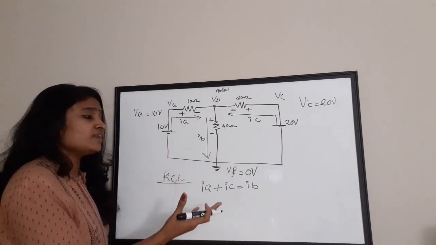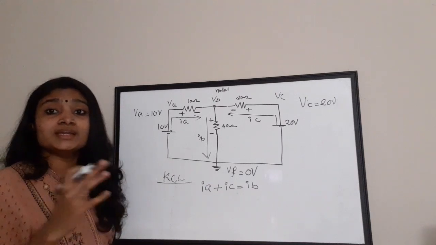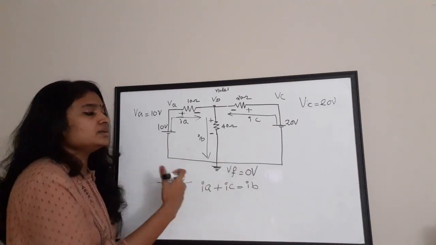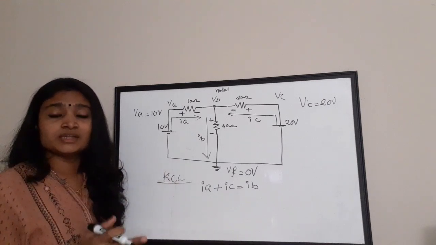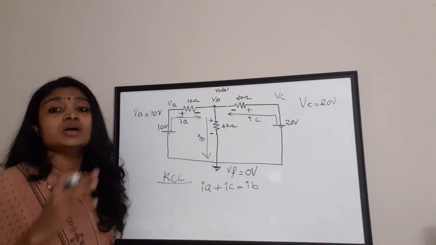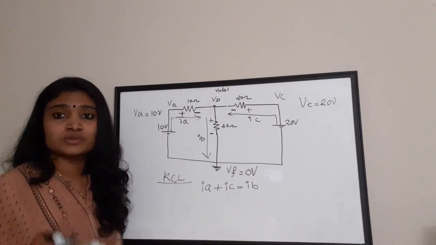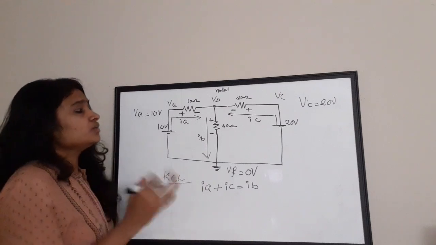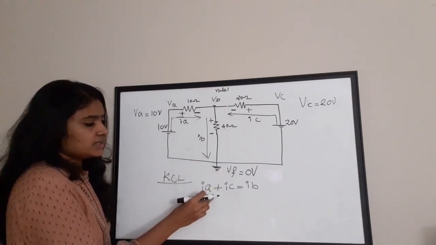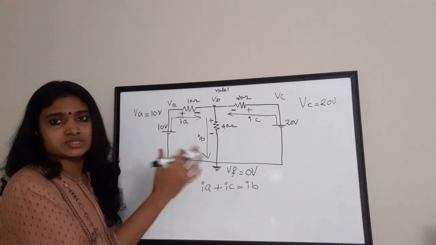Now we don't know the values of IA, IC and IB, but we can write these current terms in terms of voltage by resistance according to Ohm's law. And also I have done a detailed video on Kirchhoff's current law. If you want to see the video, I'll share the link in the description box. Okay, so I'm going to expand IA, IC and IB in terms of voltages.